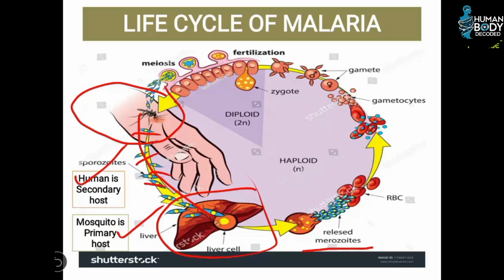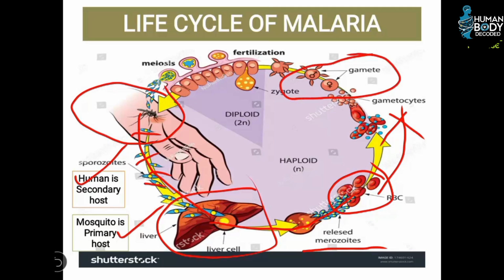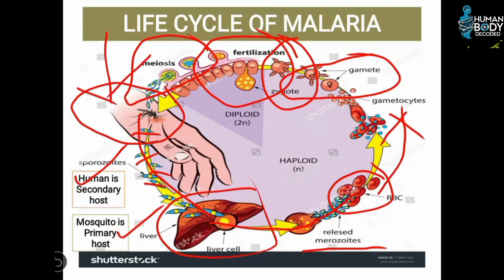The merozoites re-enter the bloodstream and attack red blood cells, RBCs. Inside RBCs, they form gametocytes that later become male and female gametes. These gametes are picked up by another mosquito when it bites the infected human. In the mosquito, the gametes fuse to form a zygote, which undergoes fertilization and meiosis. The zygote migrates to the mosquito's salivary glands, ready to infect the next human. This cycle continues, completing in both mosquito and human hosts.